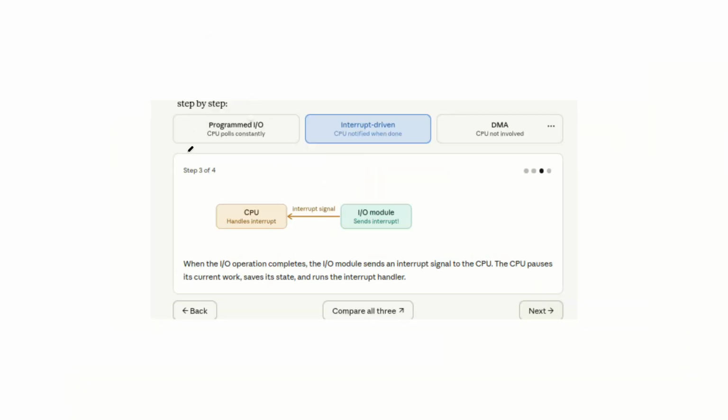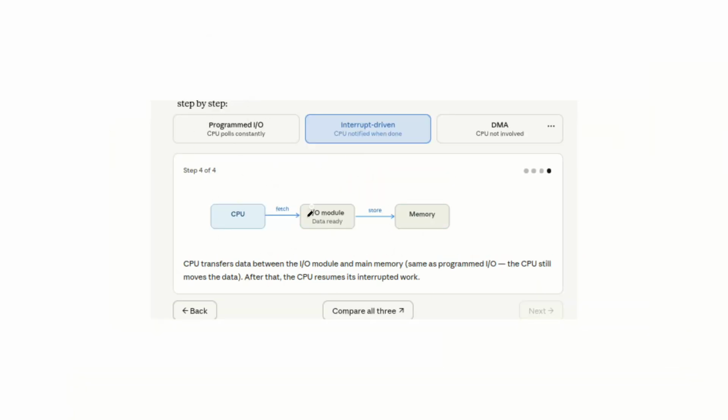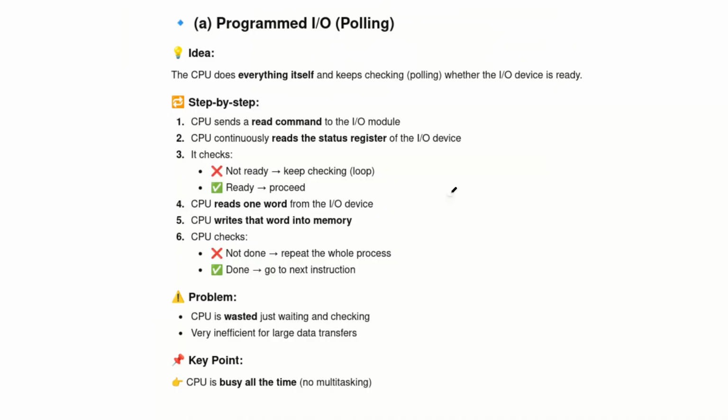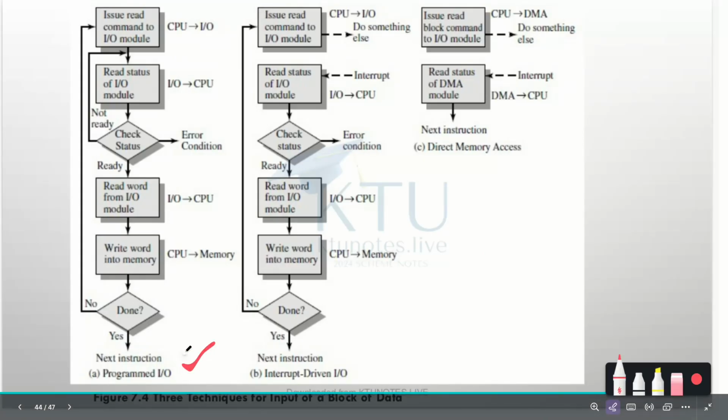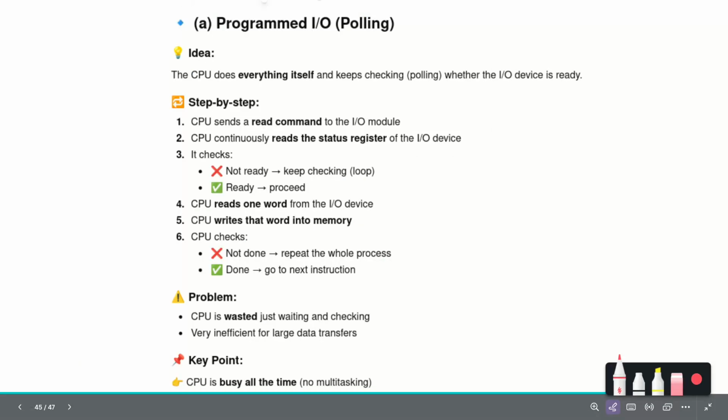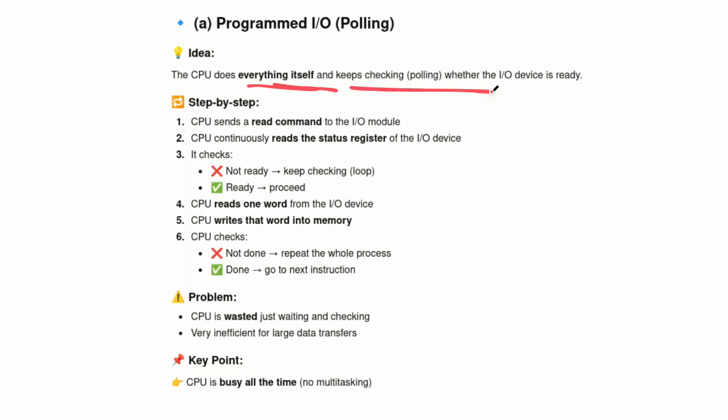Now interrupt-driven IO and DMA, we don't want to see right now. Now we have to see this diagram of programmed IO. So right now we will learn the diagram of programmed IO. If you see this diagram, in programmed IO the CPU does everything itself and keeps checking whether the IO device is ready or not.